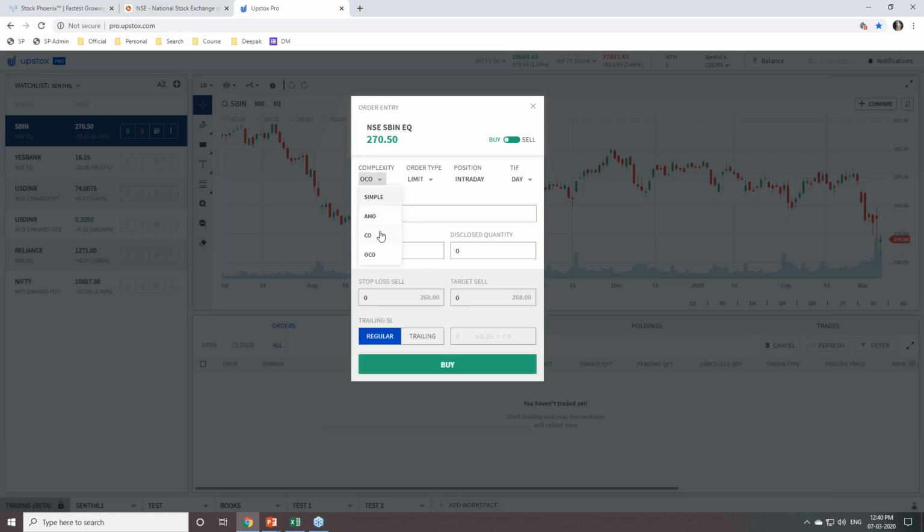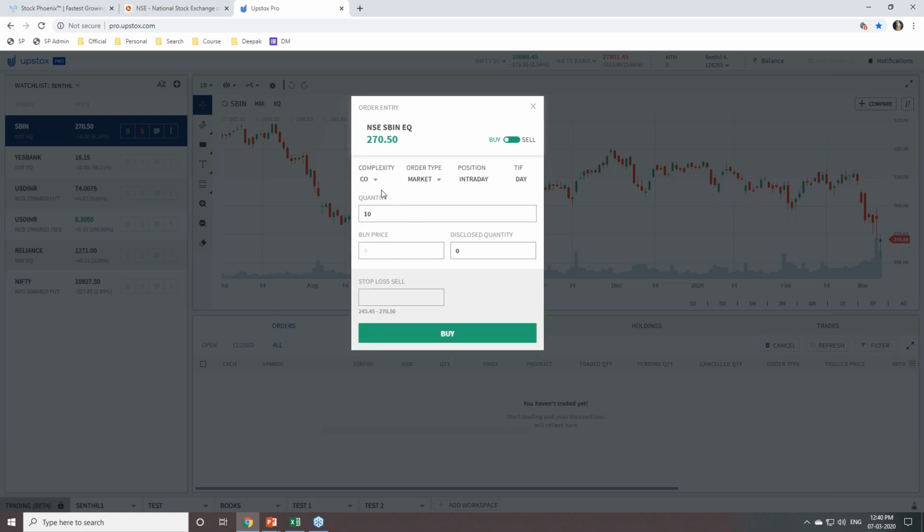You can go with the cover order, CO, which means cover order. Say you want to buy 100 quantity, and here you have to click on limit. If you click on market, what happens? It will take you to the price which is running in the current market. So always click on limit. The market price is 270 and you want to buy at 268 or even 270.5. So click on the price.